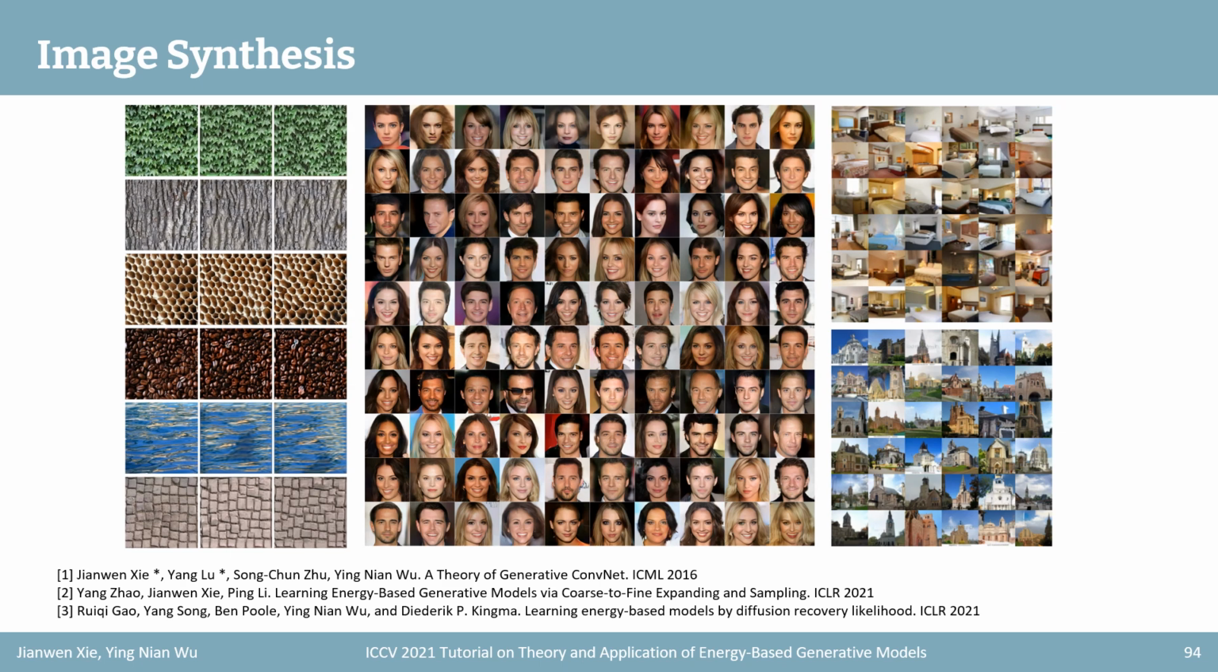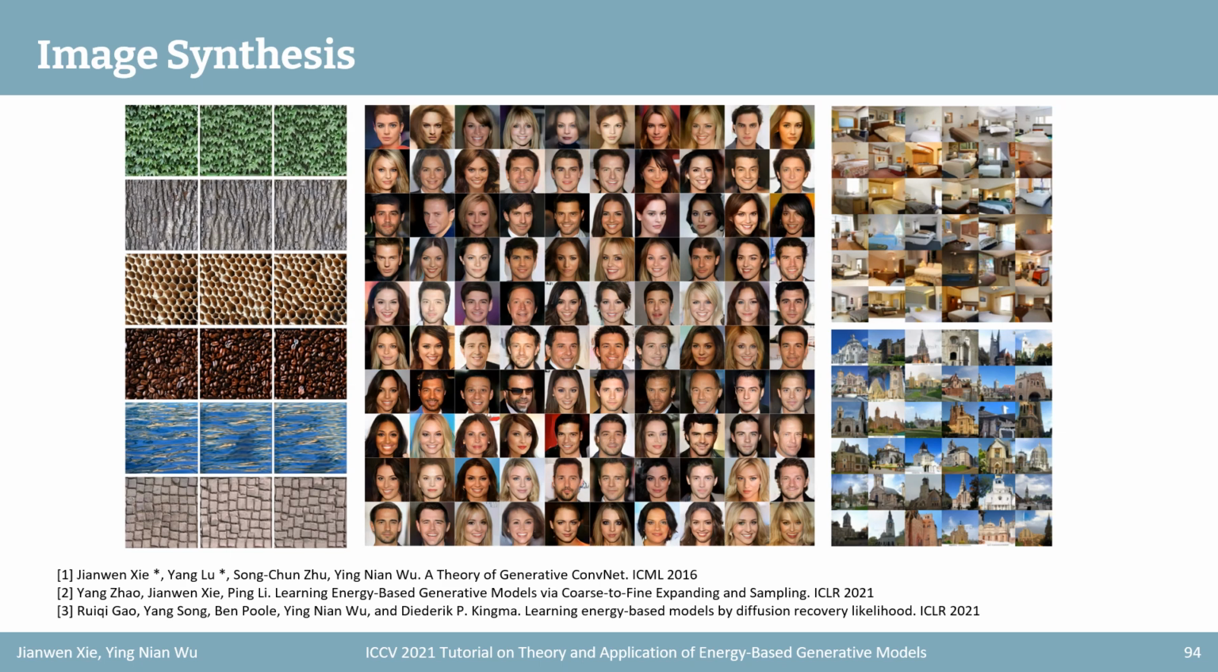Now, we will first talk about the applications of energy-based generative models on image domain. This is the most popular application of the energy-based models. Learning energy-based generative models for image modeling and synthesis has been very successful. This figure shows some image generation results sampled from the energy-based models by using Langevin Dynamics sampling. We can see that the learned models can generate realistic textures, faces, and scene patterns.